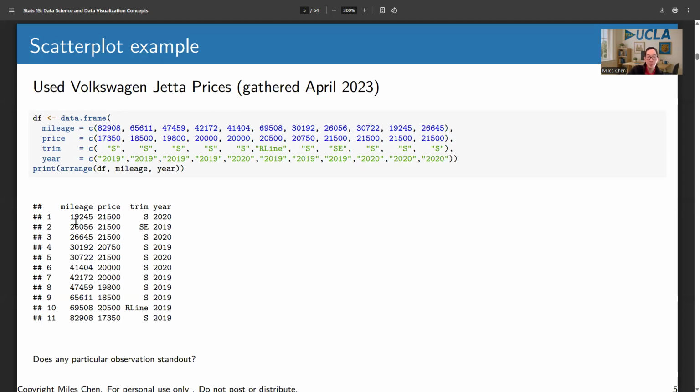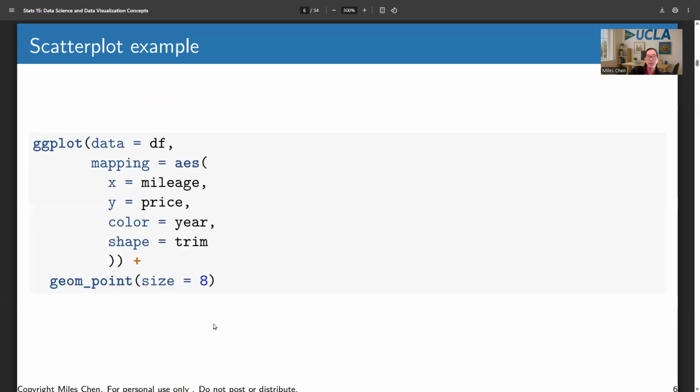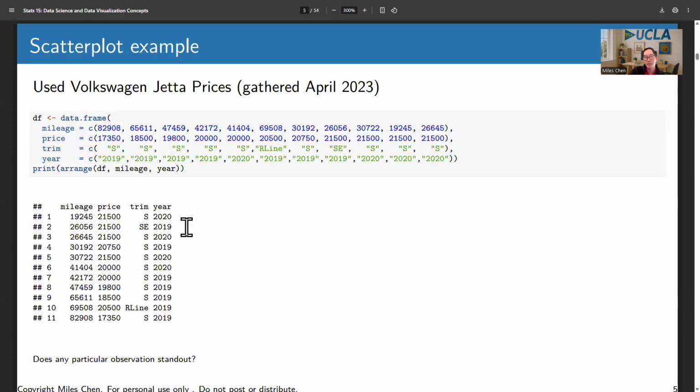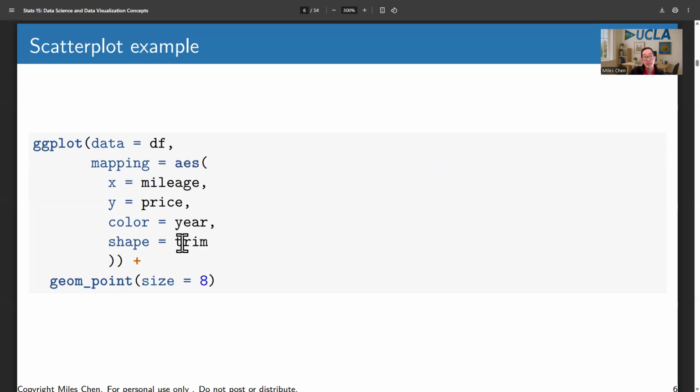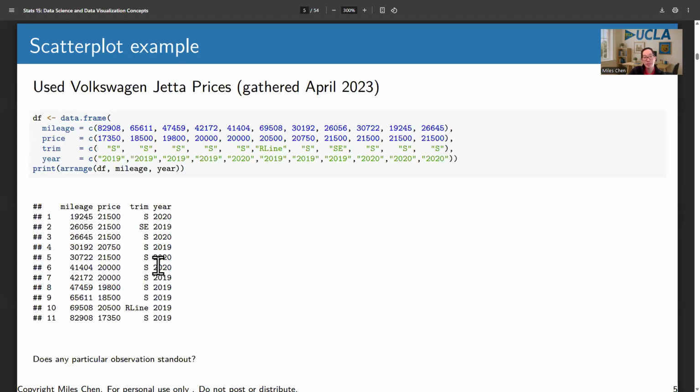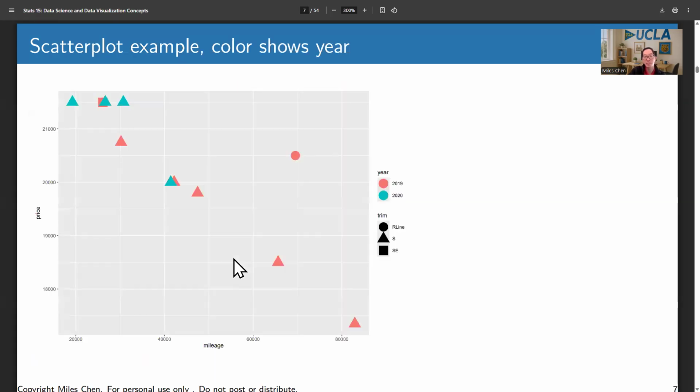Looking at this, do any of these observations stand out? It's difficult to answer this question looking just at the numbers directly. However, if you plot them, we can plot them using ggplot. I can put mileage on the x-axis and price on the y-axis. We'll color them by year, cars from 2019 and cars from 2020, and then the trim line, whether it was the S or the R line or the SE, we can do that.